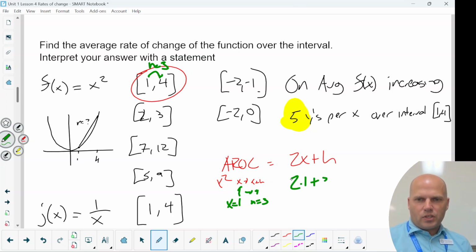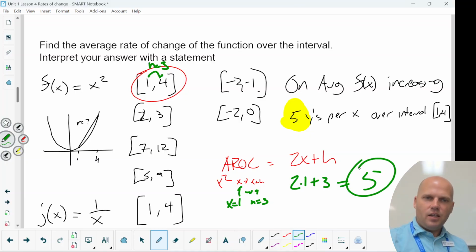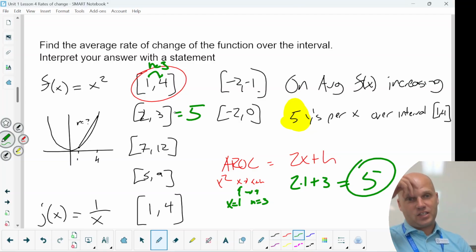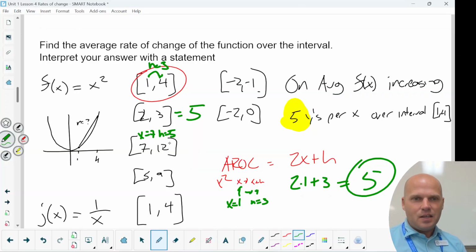Two times 1 plus 3. Bam. 5. Done. What about from 2 to 3? X is 2, h is 1. This is also going to be 5. That's interesting. X is 7 and then h would be 5. If x equals 7 and h is 5, I would go 14. 14 plus 5 is 19. Bam!